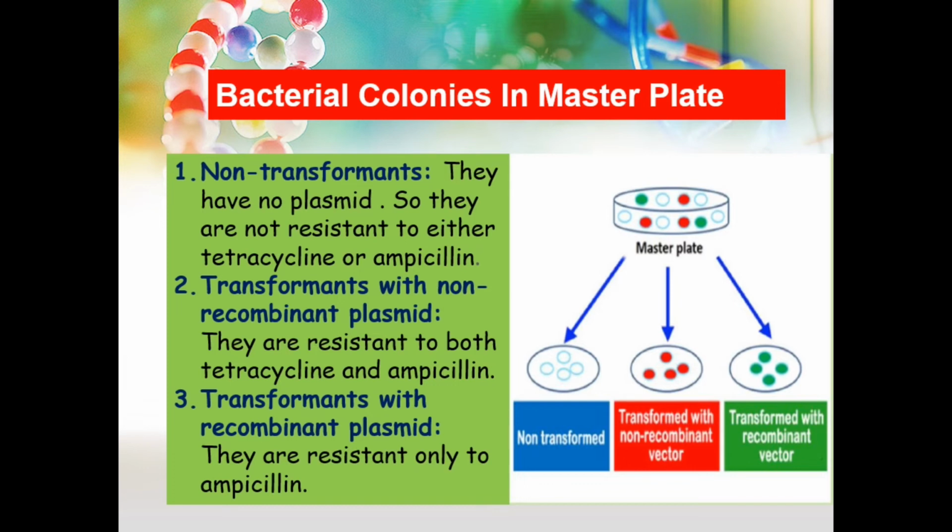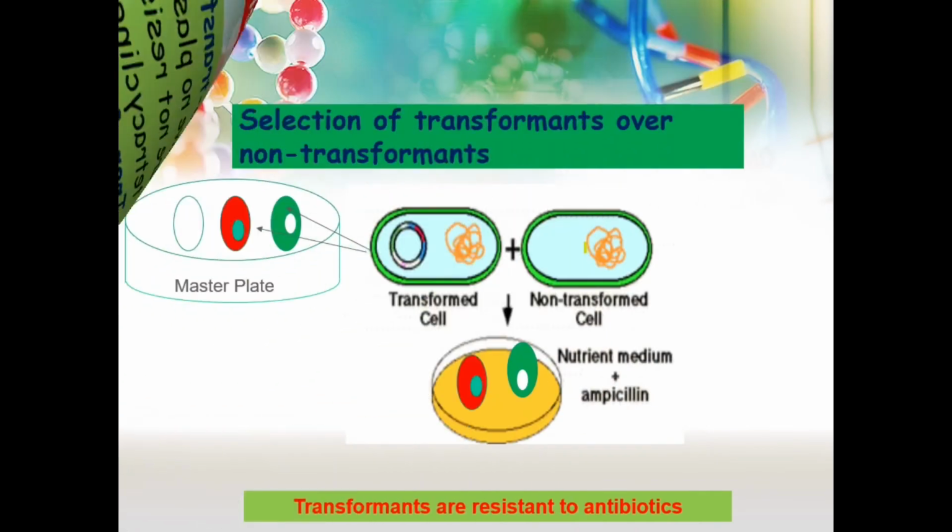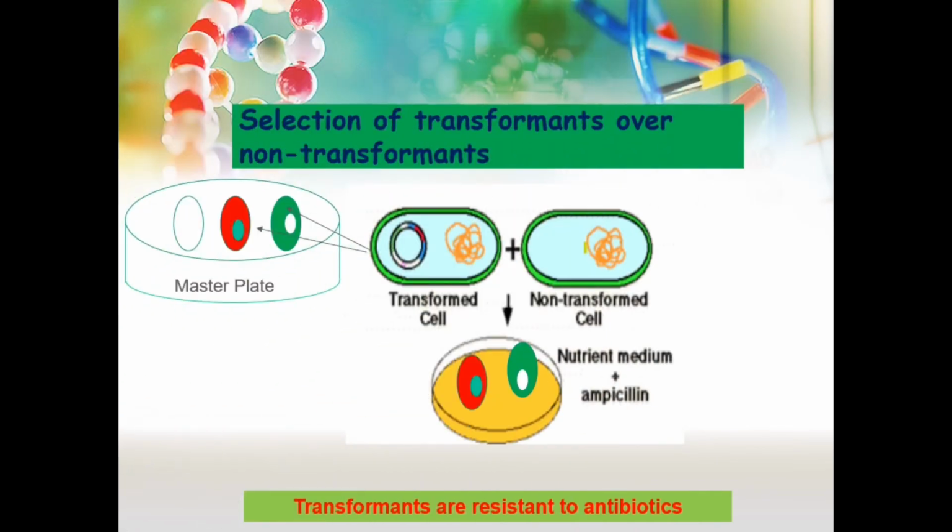Now, first of all, we select transformants over non-transformants. So here we saw that in the master plate we had three types of cells. This one is the non-transformant. These are the two transformants. One has recombinant DNA, the other has non-recombinant plasmid.